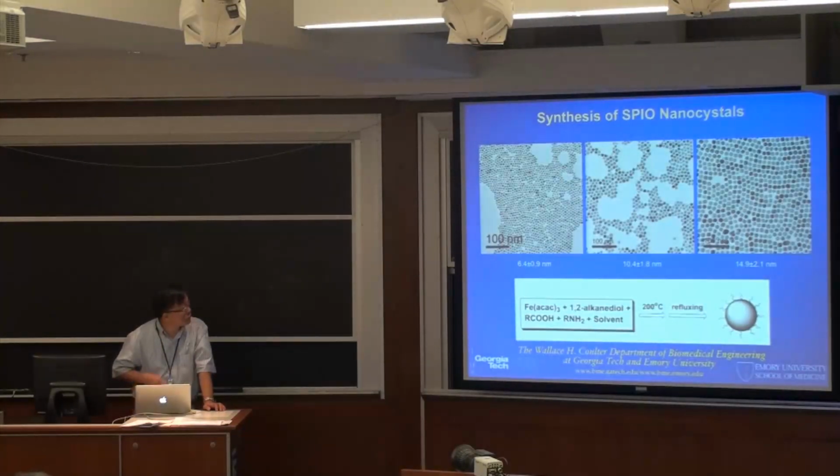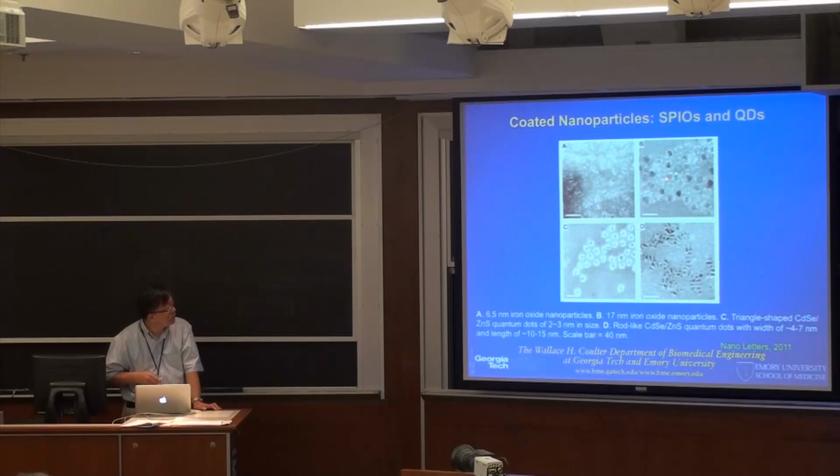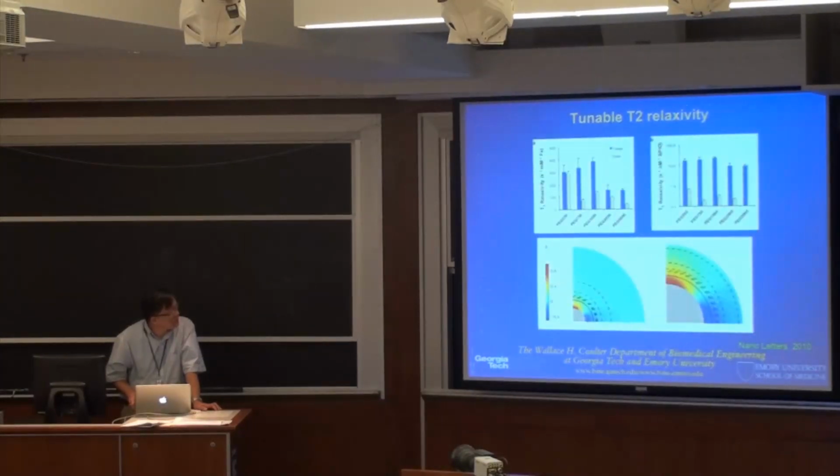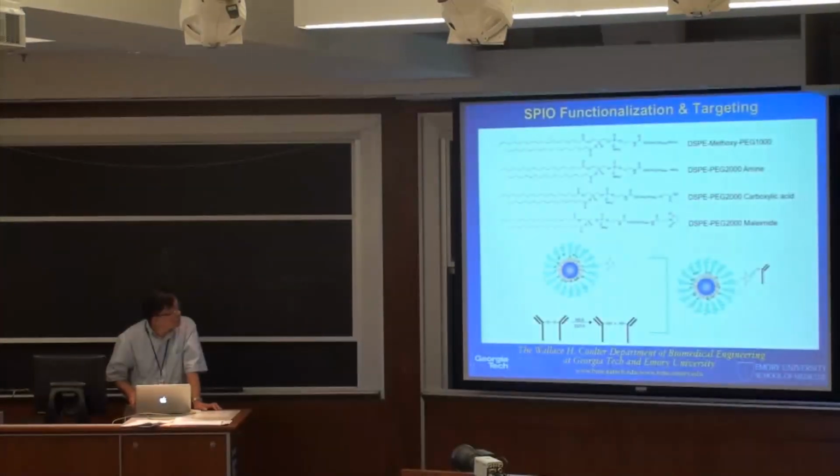This is just to quickly show the as-synthesized nanoparticles. We can control the size very well. You can see the average size is roughly 6.4 nanometer, 10.4 nanometer, 14.9 nanometer, very uniform. Then we can coat them with the coating, those are the iron oxide nanoparticles, and we can use the same coating for quantum dots. Let me skip some of the details.